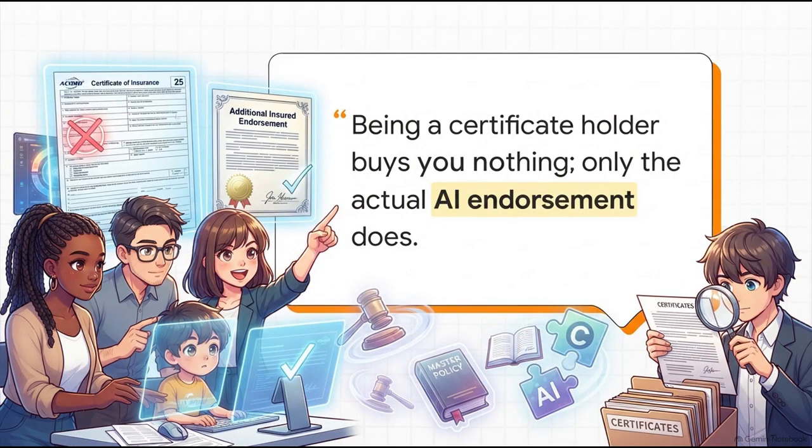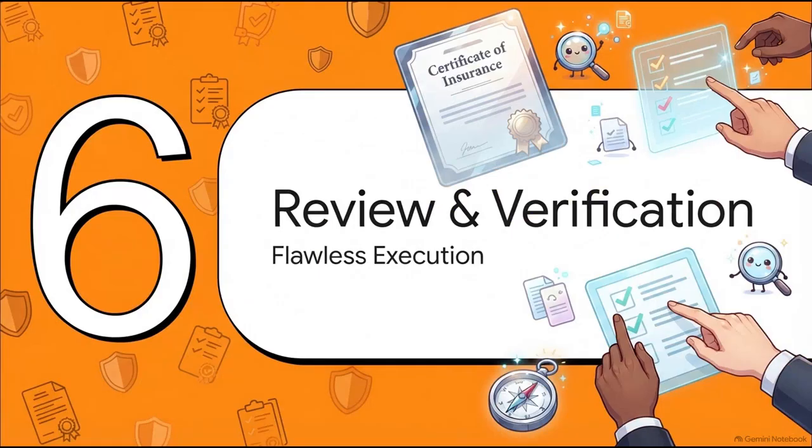So the absolutely crucial point regarding these advanced upgrades is captured brilliantly in this quote from our sources. "Being listed as a certificate holder buys you nothing. Only the actual additional insured endorsement does, so pull the endorsement and read it." Do not fall into the trap of thinking that just typing someone's name in the certificate holder box, the bottom of the ACORD 25, magically gives them coverage. It doesn't. A checkbox or a typed note on a COI is legally meaningless without the actual endorsement physically attached to the master policy.